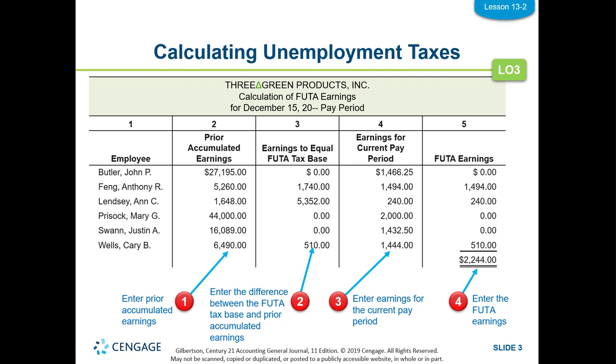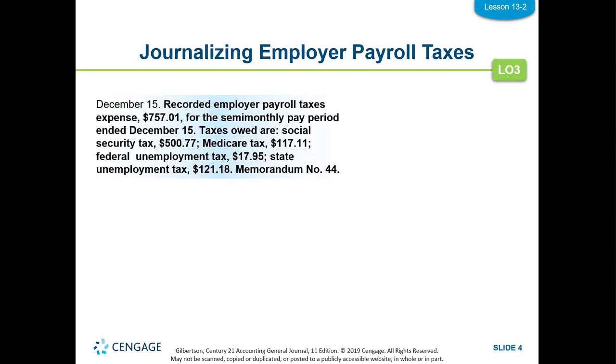The total FUTA earnings column, this total amount, $2,244, is used to calculate our unemployment taxes. Don't forget, earnings are subject to the FUTA taxes until an employee's accumulated earnings have reached the FUTA tax base, which in our book is going to be $7,000.